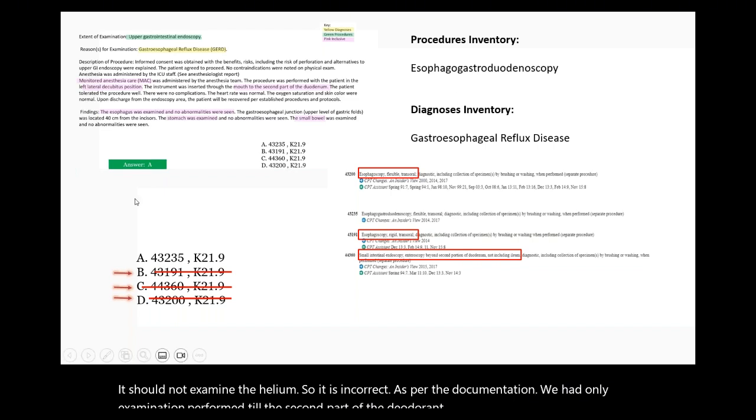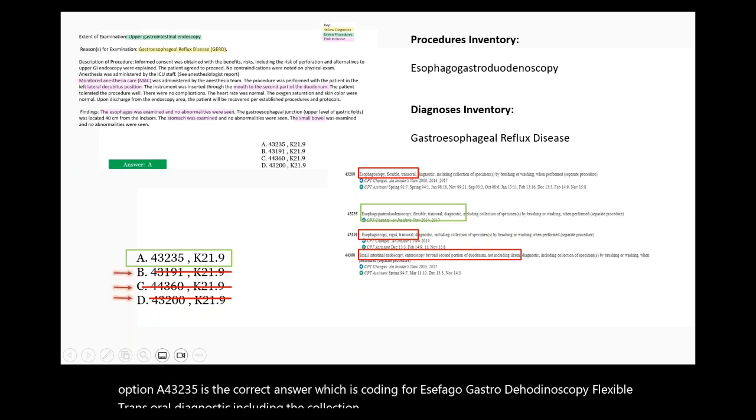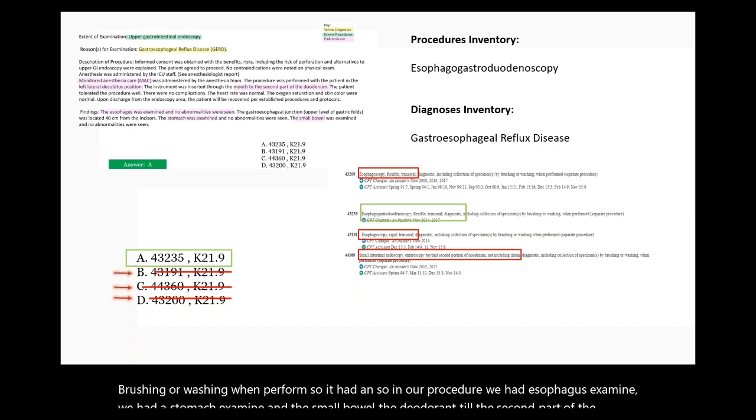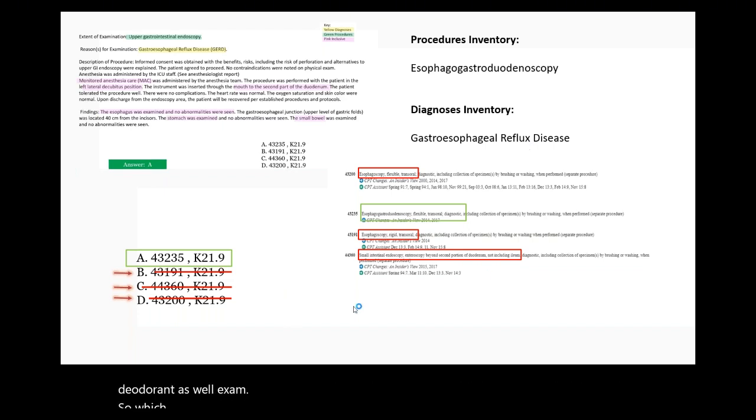That means the remaining option, option A, 43235, is the correct answer, which is coding for esophagogastroduodenoscopy, flexible, transoral, diagnostic, including collection of specimen, brushing or washing when performed. So in our procedure we had the esophagus examined, the stomach examined, and the small bowel, the duodenum, till the second part of the duodenum examined. Which means option A is the correct answer.